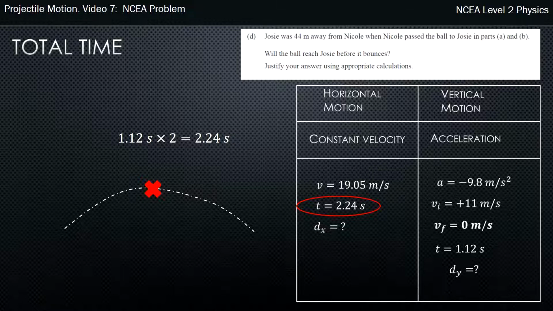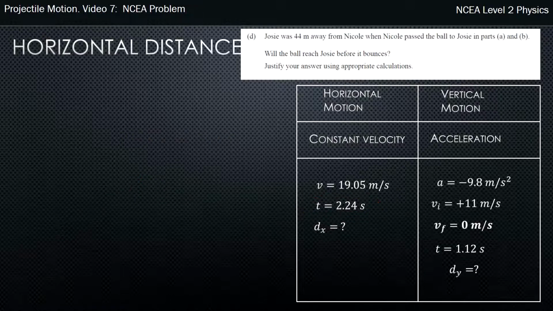Now I've got 2 bits of information from the horizontal side. Because it's going at a constant velocity in the horizontal direction, I can use a constant velocity equation. The distance is just the horizontal speed, which is 19. I worked that out much earlier. And my total time it's in the air, 2.24. Multiply them together, I get 42.6, which is not the 44. Josie's 44, so it bounces just before her.